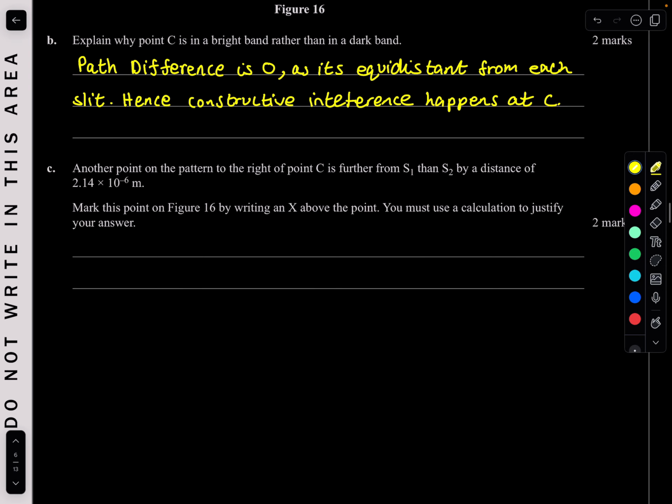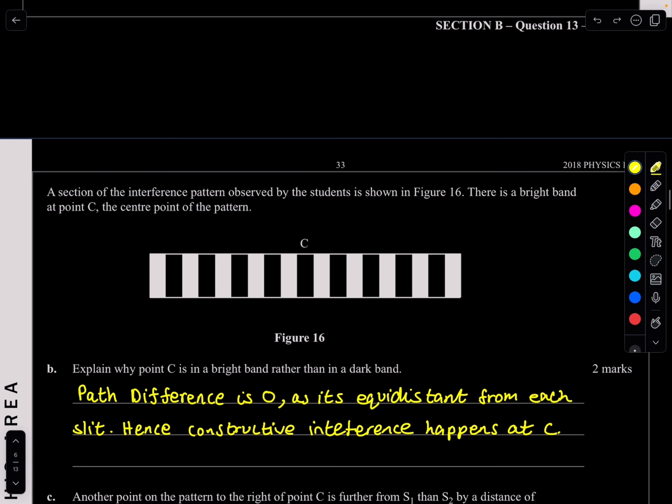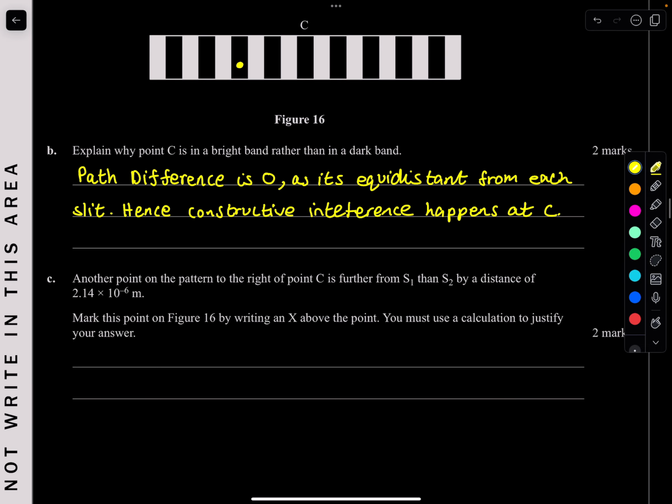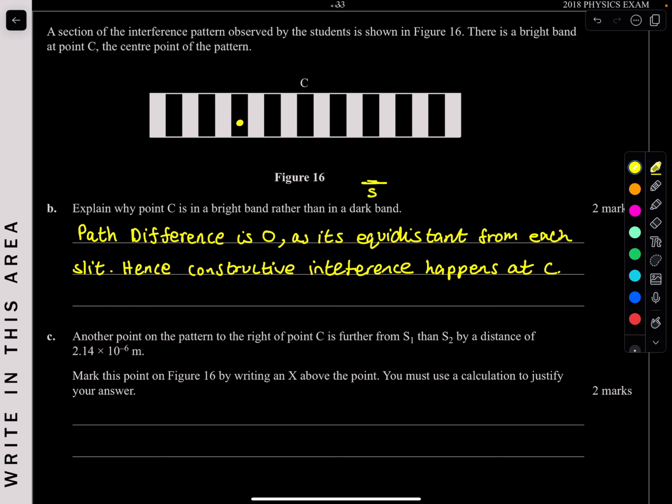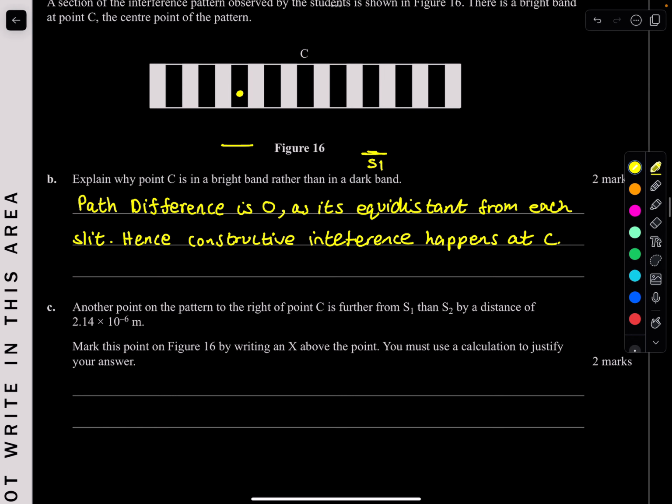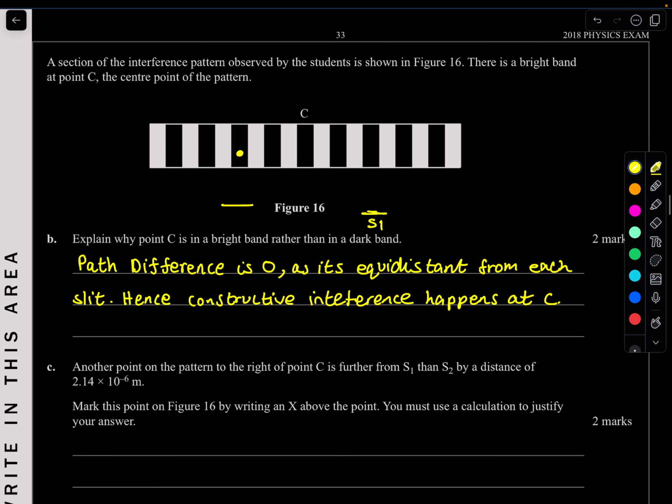Nice. Another point on the pattern to the right of point C is further from S1 than S2 by a distance of 2.14 times 10 to the negative 6. Basically, this is just your path difference, because it's saying it's another point. So let's say it's this point. Let's say this is the source, let's call this S1. Wait, which one's further? Another point to the right. Let's pick one at random, so let's say it's this point here. That's another point on the right that is further away from S1. So this is S1 here, that's your slit, and that's S2, and by a distance of this.